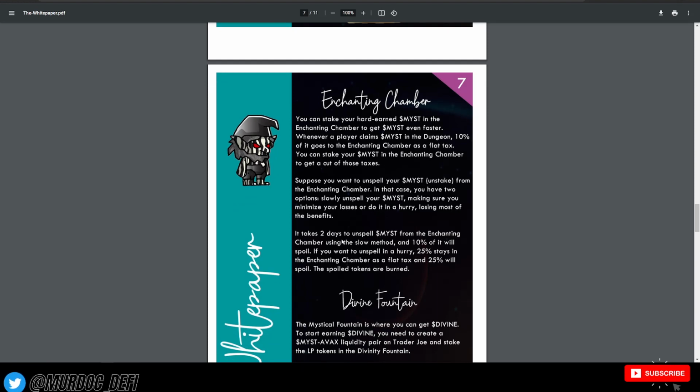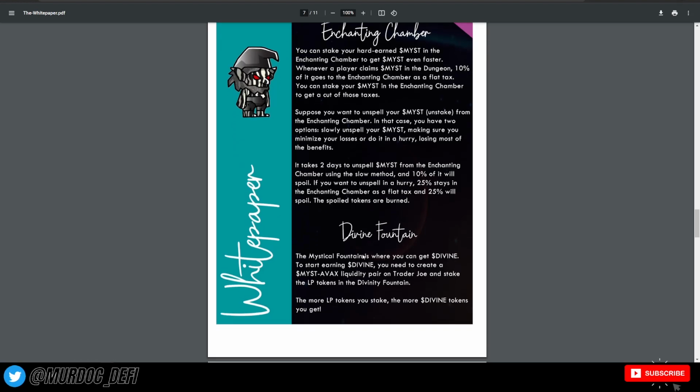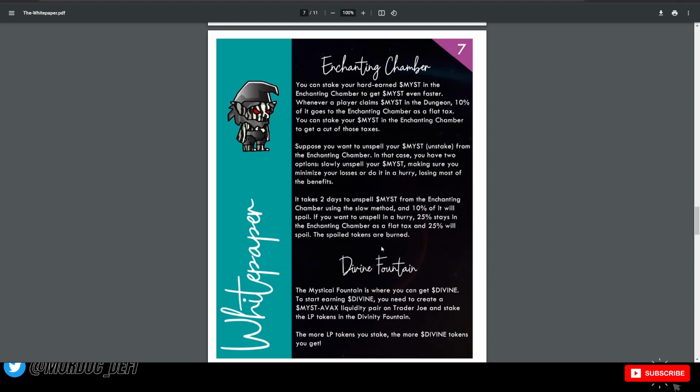But it says it takes 2 days to unspell mist from your enchanting chamber using the slow method, and 10% of it will spoil. If you want to unspell in a hurry, 25% stays in the enchanting chamber as a flat tax, and 25% will be spoiled. The spoiled tokens are then burned. So that is how that works. Something to keep in mind too if you decide to enter the enchanting chamber, right?